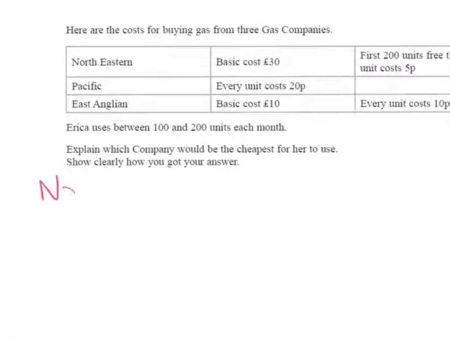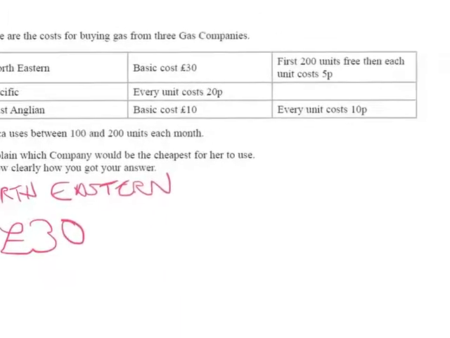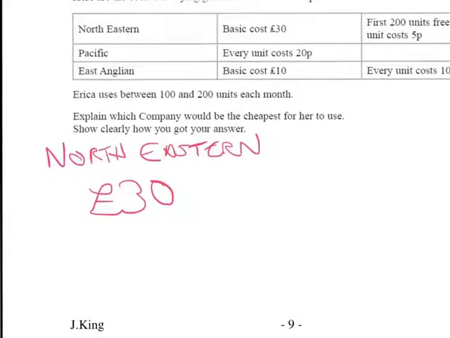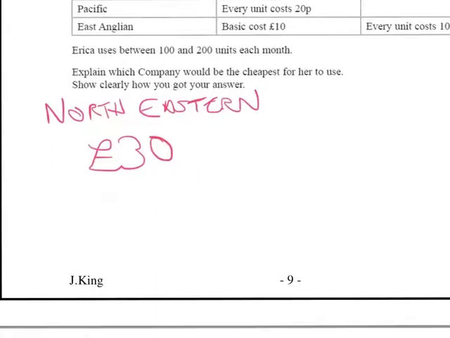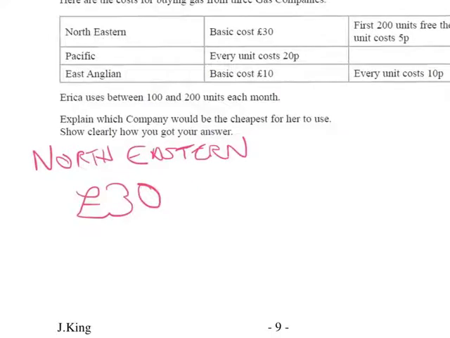Well, North Eastern basically have a basic cost of £30, but there's nothing added on, because if you look at the actual table here, it says first 200 units free. So whether you use 100 units or 200 units, it's all free. It would cost more money after that. So North Eastern straight away is just £30. Okay, Pacific is a bit more complicated because it's 20p every unit. So we're going to move on to the next page.